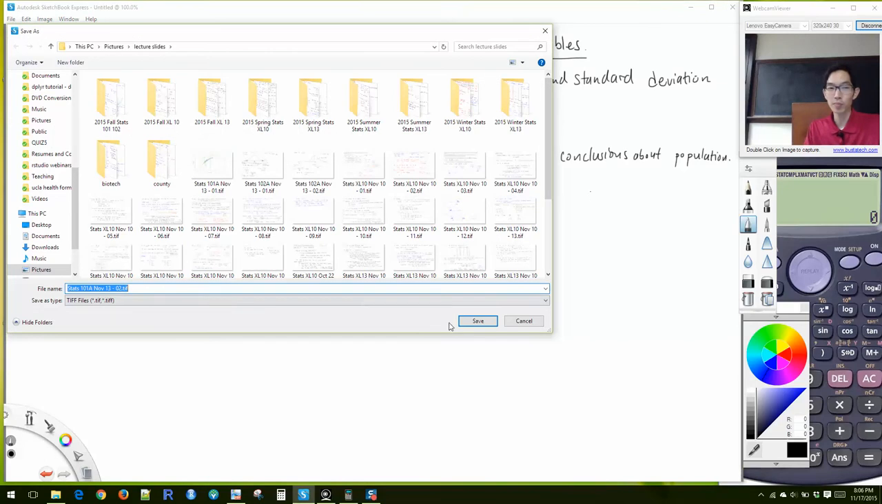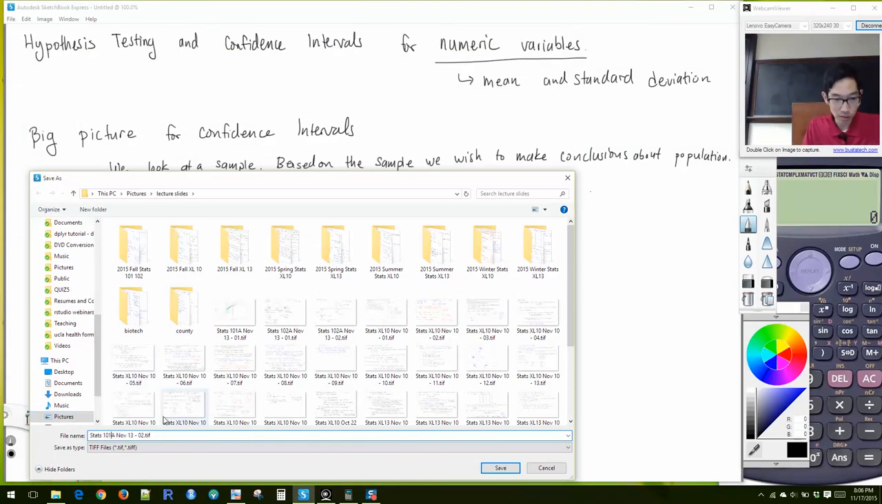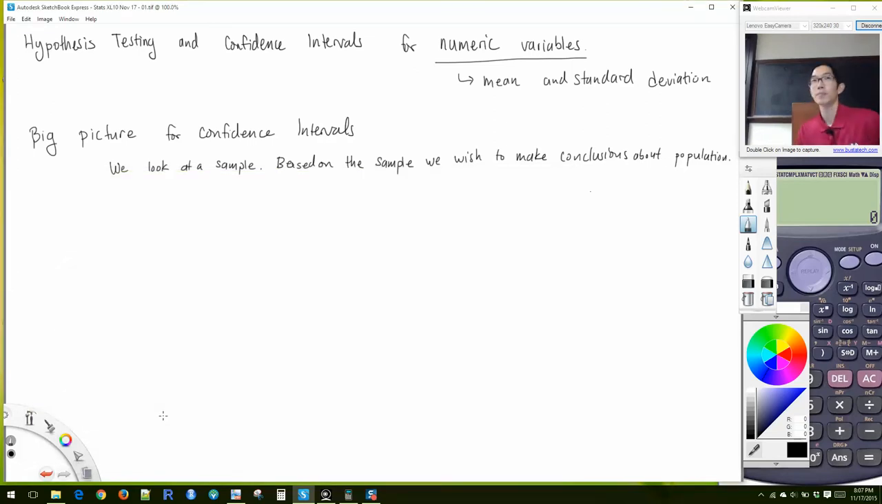Okay. So before, we would look at the proportion, and based on the proportion in our sample, we would make a conclusion about the proportion in the population. Okay. Now that we're dealing with numeric variables, we will find the mean of our sample, and based on that, we make conclusions about the mean of the population.